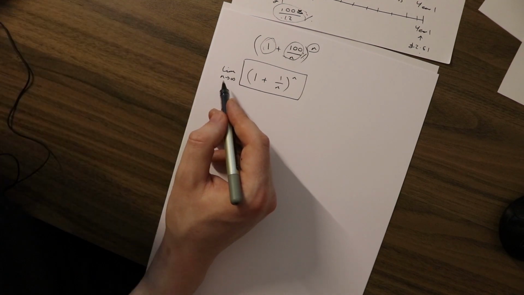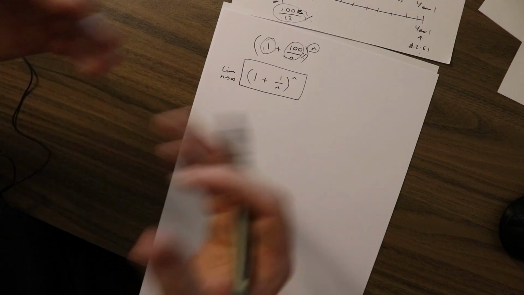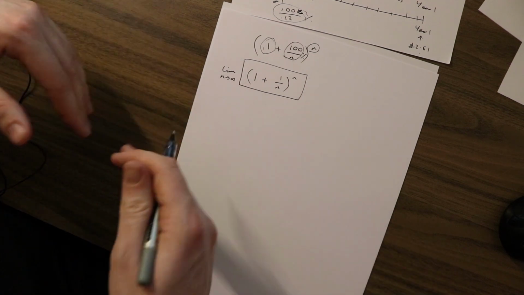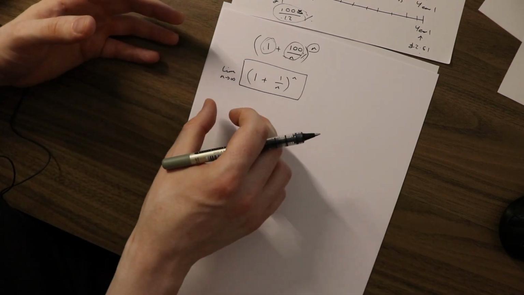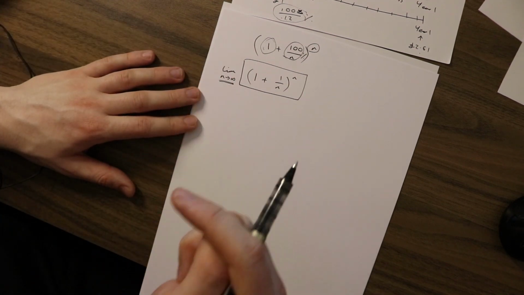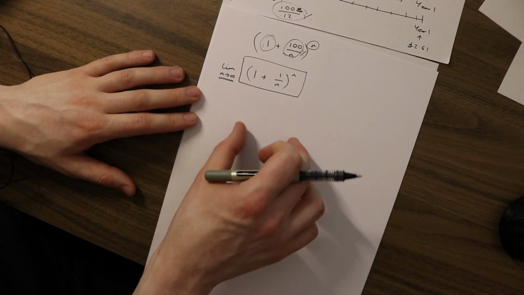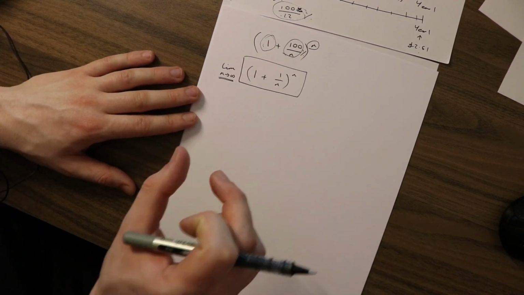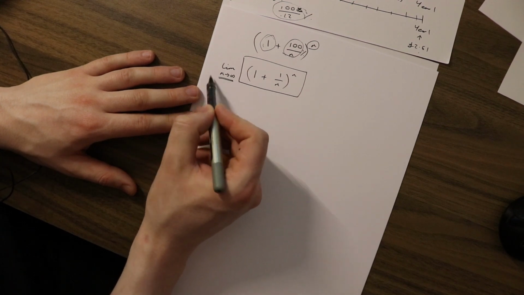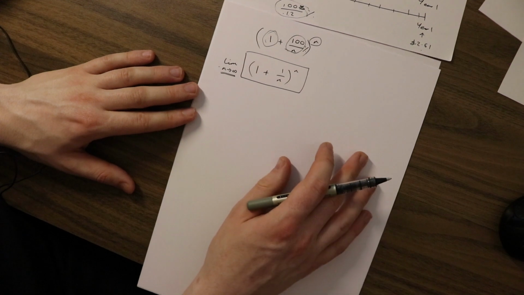If I do it every day, then n would become 365. If I do it every second, then n would get bigger. If I do it every millisecond, n would get bigger still. So the idea is, if I do this over more and more frequent time periods, n would approach infinity. And I can work out how much money I should have at the end of the year just by changing the n as I stick it in here.